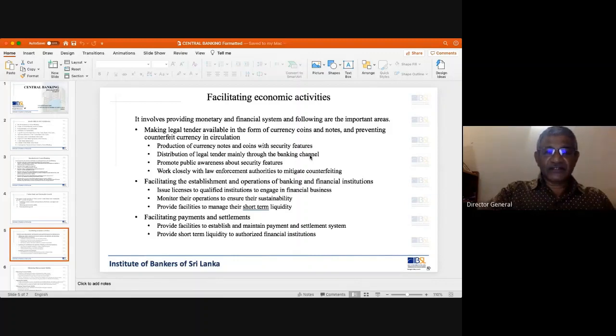Okay, that is one. Then distribution of legal tender mainly through the banking channel. The central bank does not directly give legal tender to the economic agents. The central bank uses the banking system, so it has to use this banking channel.